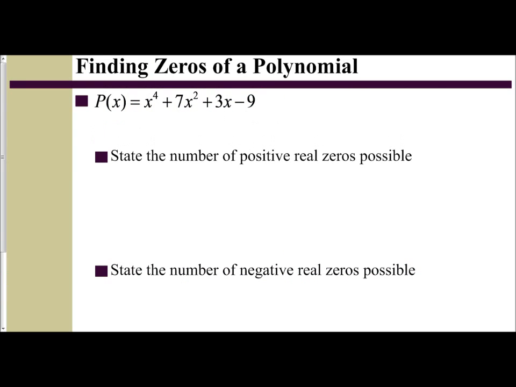State the number of positive real zeros. So let's look at our sign changes. Positive to positive, none, no sign change. There's the sign change. We have one sign change. So that means we have a possibility of one positive real zero.